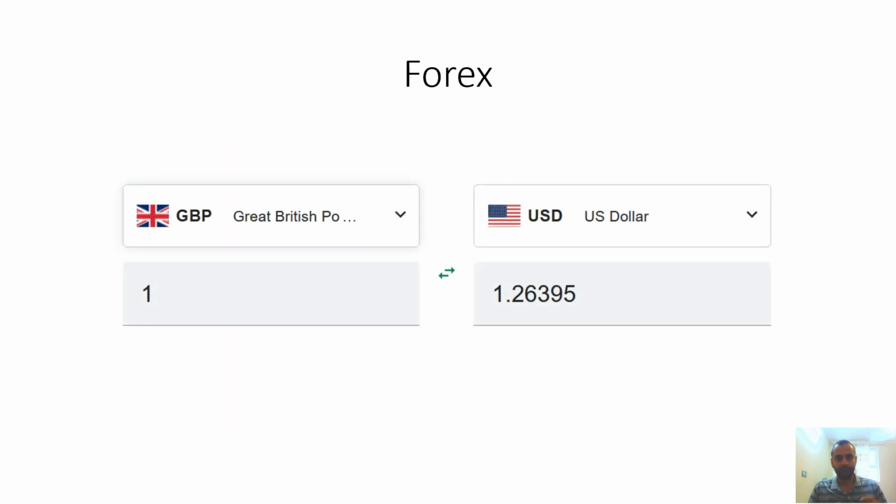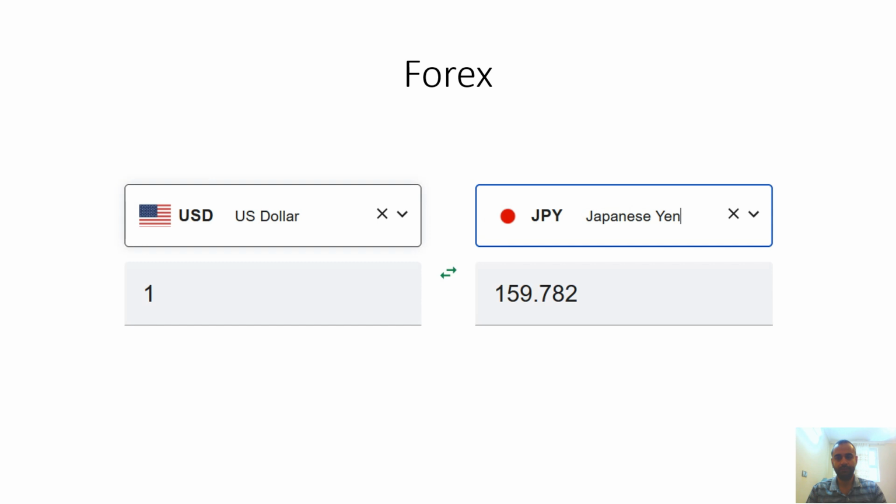The price of buying or selling a currency is determined by the currency exchange rate. For example, if the exchange ratio is 1.2 for pound to USD, you need to spend $1.2 to get 1 pound. Or selling 1 pound will give you $1.2. For another example, you will need to spend 160 yen to get $1, or selling $1 would give you 160 yen.